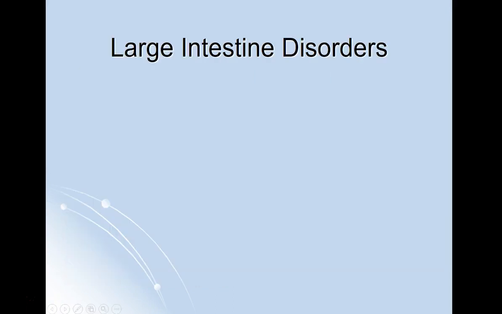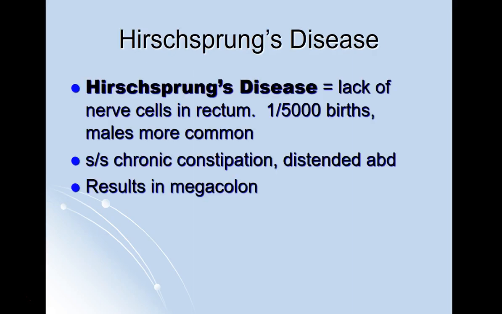All right, let's switch gears and talk about large intestinal disorders. And this is kind of an interesting one to me. Hirschsprung's disease. Hirschsprung's disease is a lack of nerve cells in the rectum, and so you're born with Hirschsprung's disease. This occurs in approximately 1 out of every 5,000 births, and it's more common in males. Signs and symptoms include chronic constipation and a distended abdomen, and this often results in a megacolon.